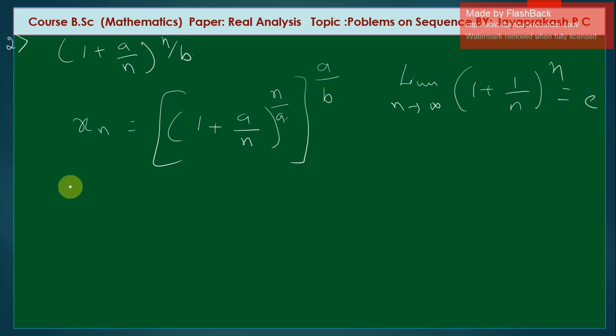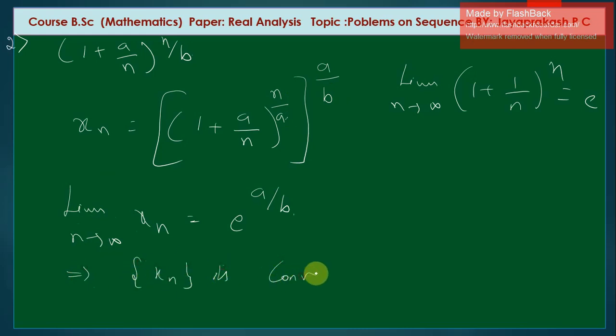Taking limits on both sides, we get limit n tends to infinity xn is equal to e to the power of a by b. a and b are constants, therefore the sequence xn is a convergent sequence.